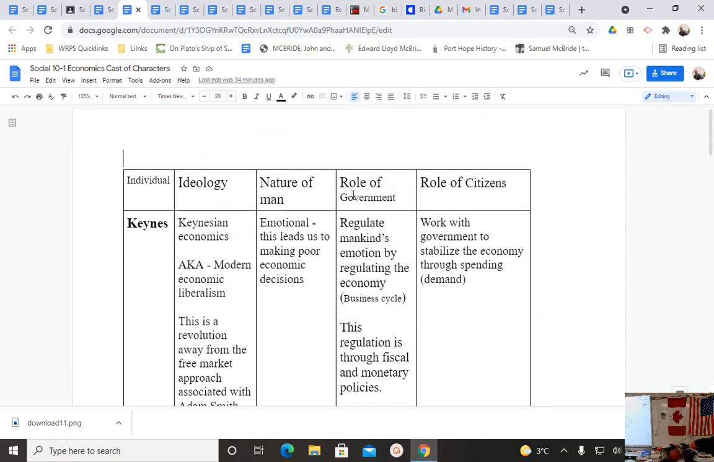To work with the government to stabilize the economy by demanding. That's why we sometimes call Keynesian economics demand-side economics, because the role of the citizen is to stimulate the economy. It's the multiplier effect. If I go get a haircut, that's probably a waste of money, I have no hair.